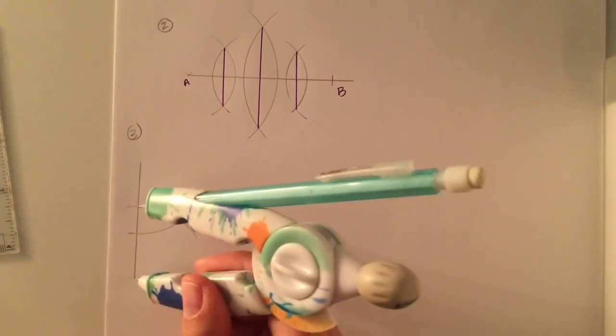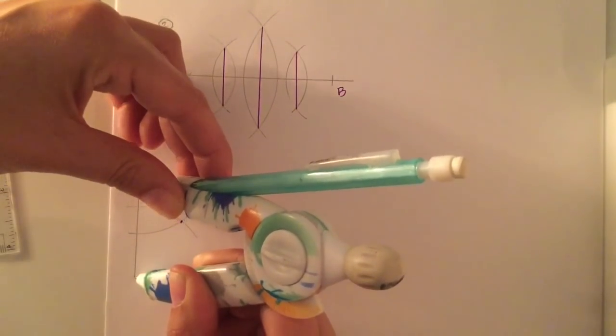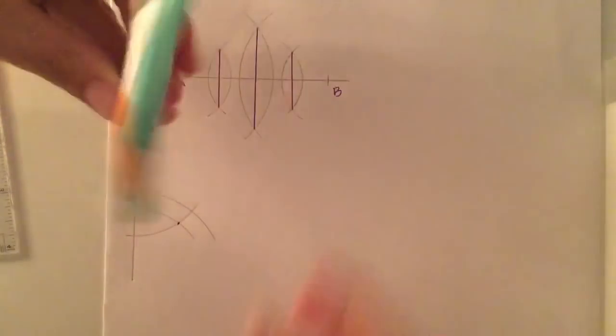To find another point, all I'm going to do is change the setting of my compass. So I'm going to open it a little bit further. I'm going to draw an arc, keeping the compass setting the same.